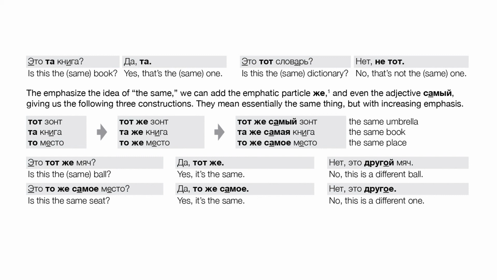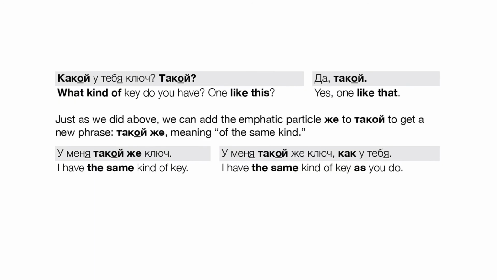For example, это тот же мяч. Да, тот же. Нет, это другой мяч. So there's how we'd say it's a different ball, right? Using другой. Это то же самое место. Is this the same seat? Very emphatically. Да, то же самое. Yep, the very same one. Or нет, это другое.